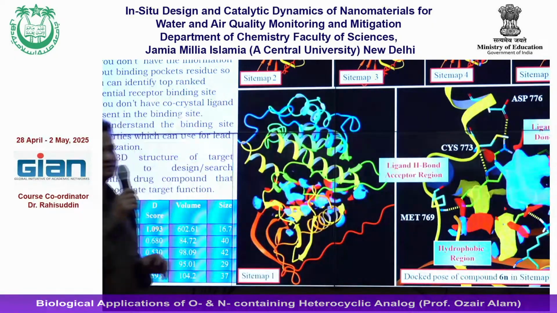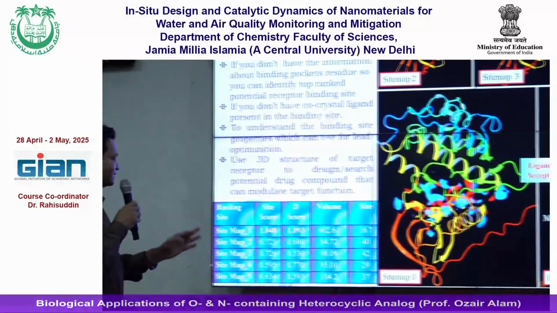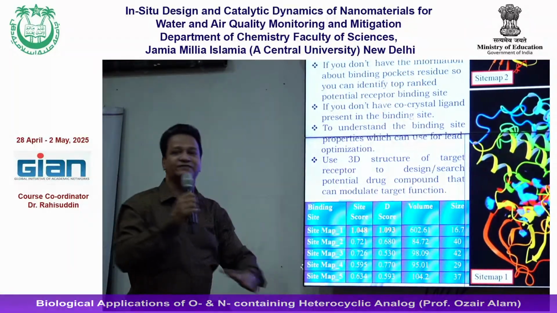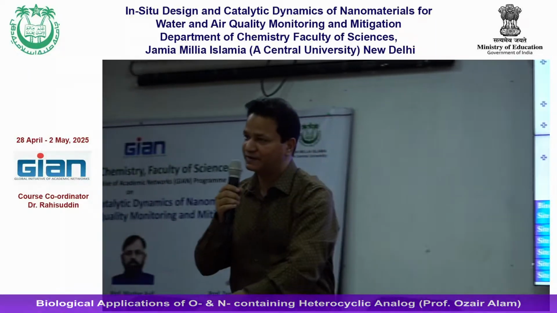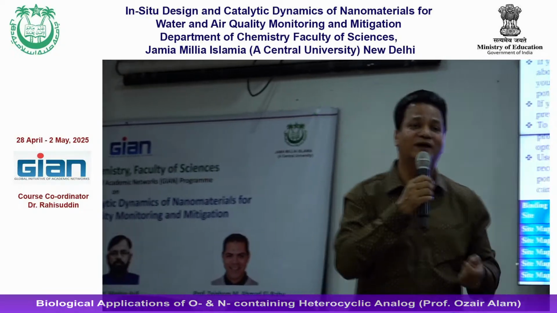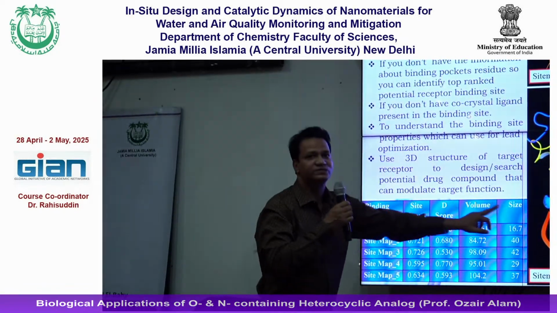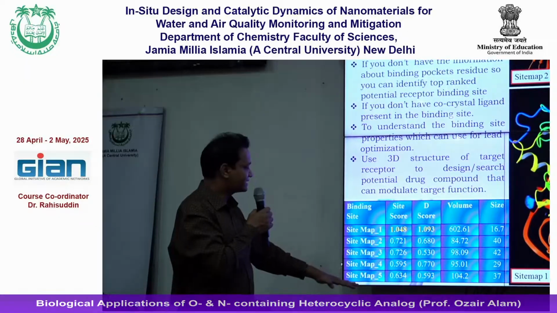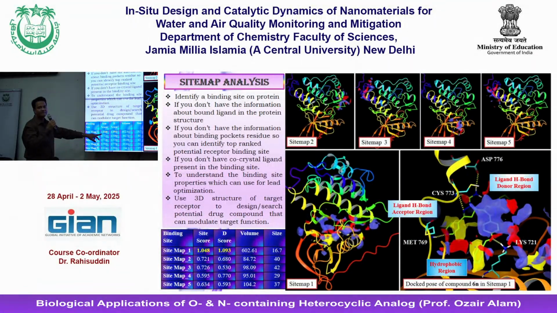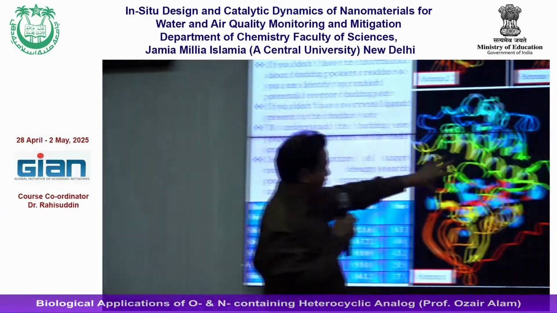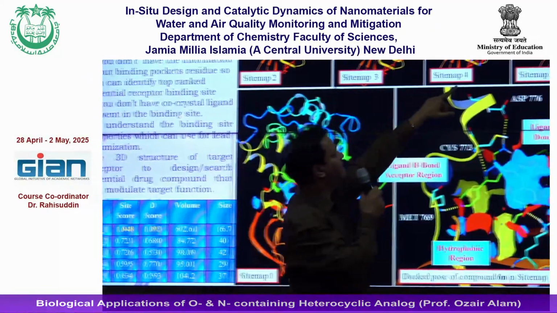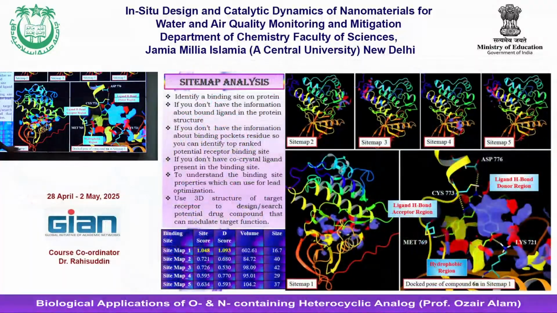So how do you perform SiteMap analysis? Once we run SiteMap, suppose in the protein we identify 5 sites: 1, 2, 3, 4, 5. How can you say which site is the actual binding site? On the basis of site score, D score, volume and size. Out of these 5 sites, which has the highest site score? Site 1 has 1.04. The D score is the druggability score, and the volume is the large area.